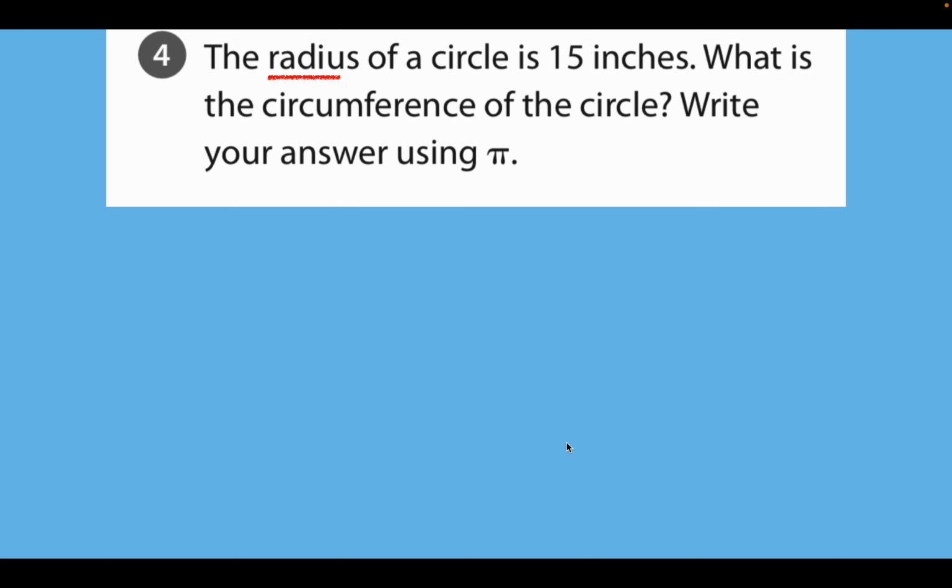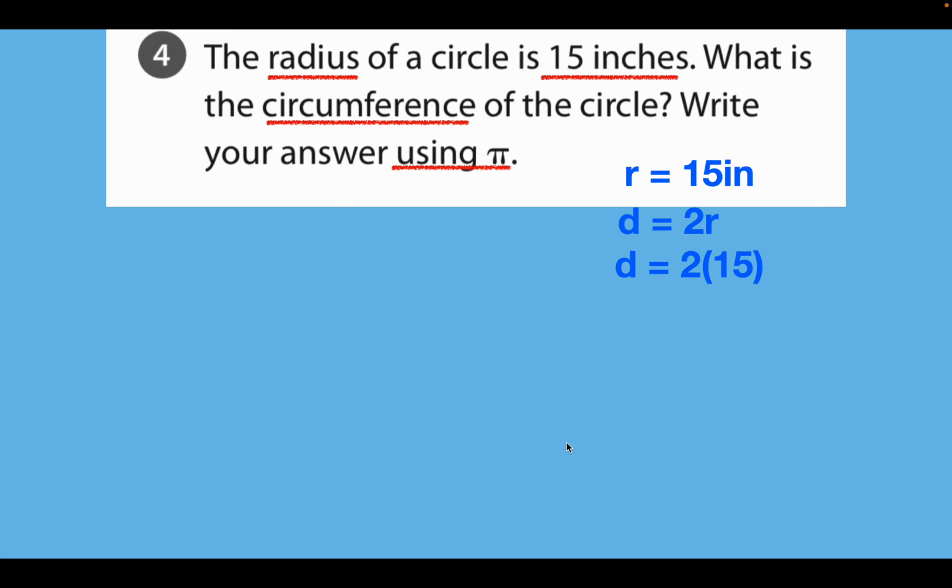Okay, the radius of a circle is 15 inches. What is the circumference of the circle? Write your answer using pi. So I think circumference is pi times diameter. And that means I need to double my radius to be able to get my diameter. So my diameter is 30.